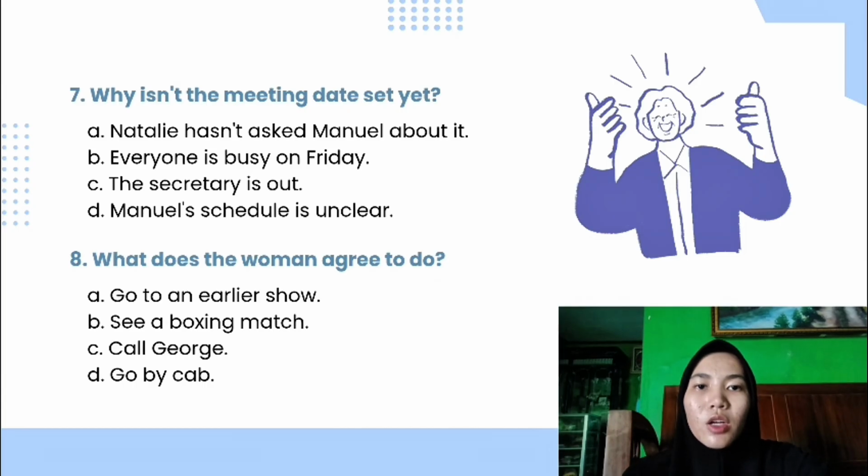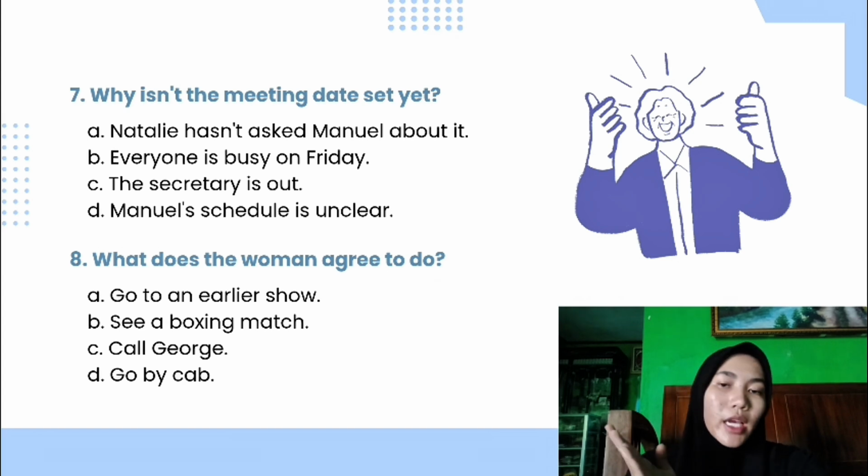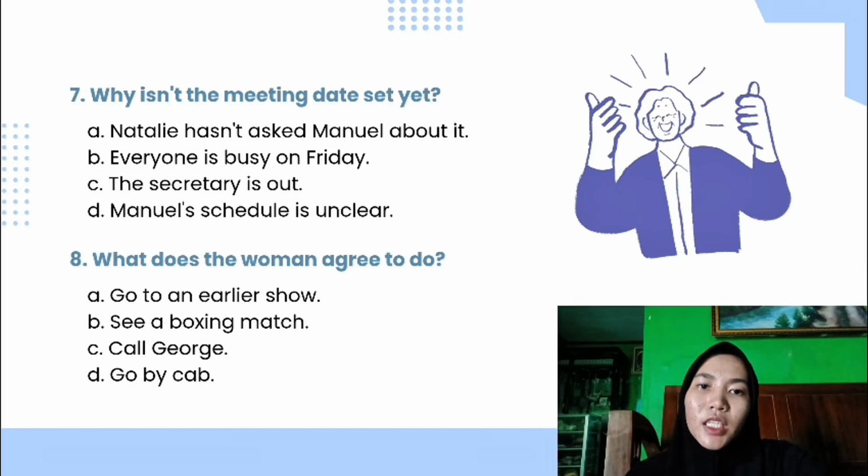And then C. Call Georgia. It's wrong too because Georgia is one of the speakers, so they cannot be planning to call him. And then D. Go by cab. In the audio there is no cab.